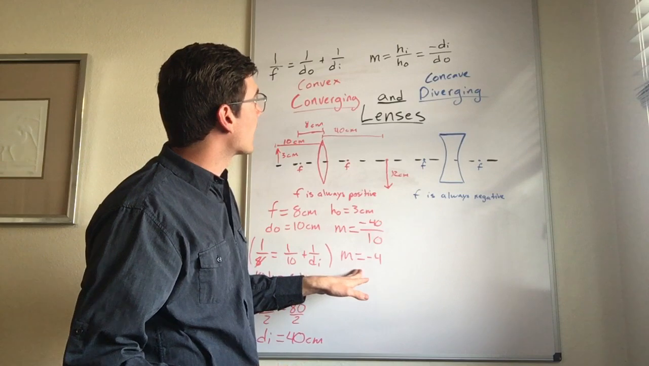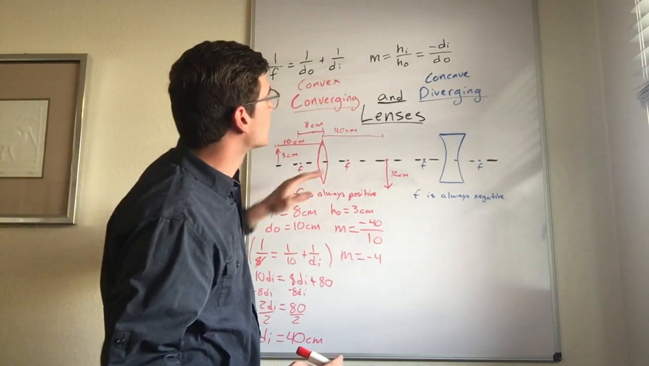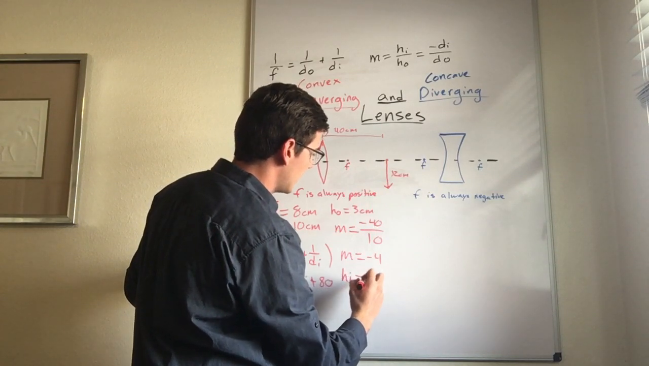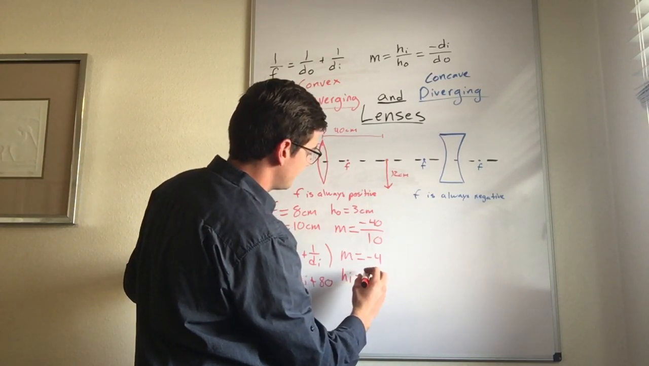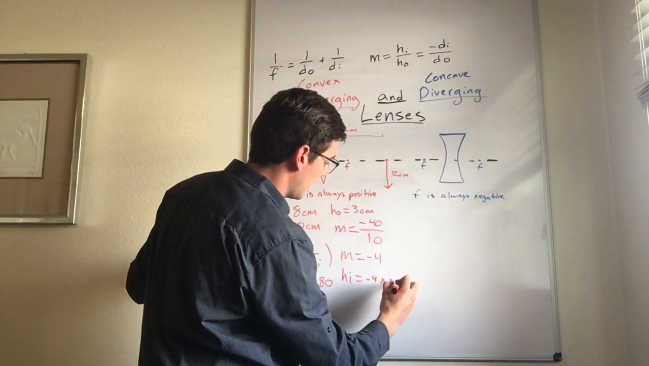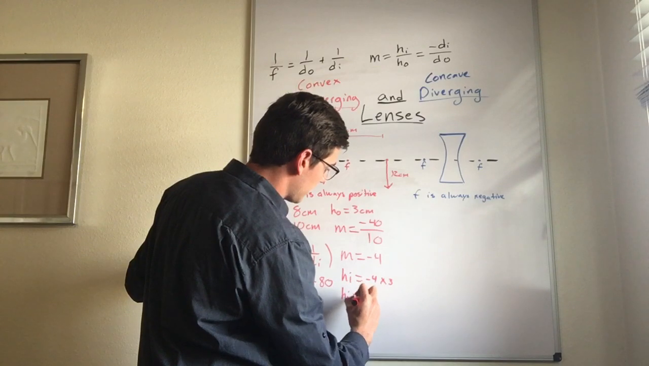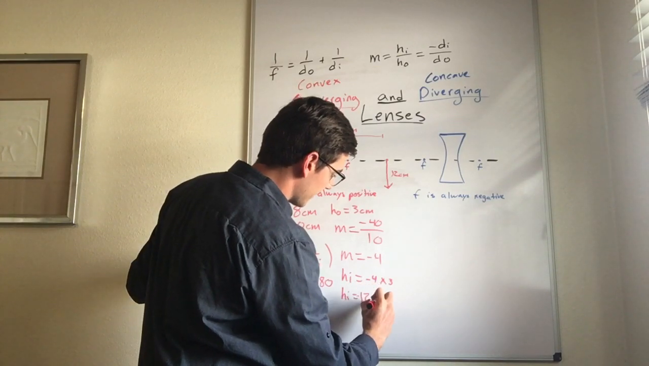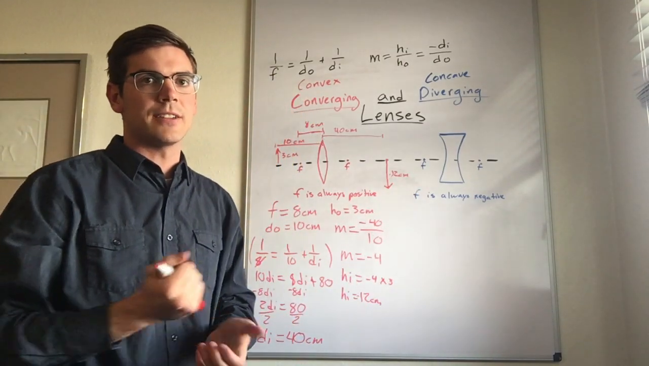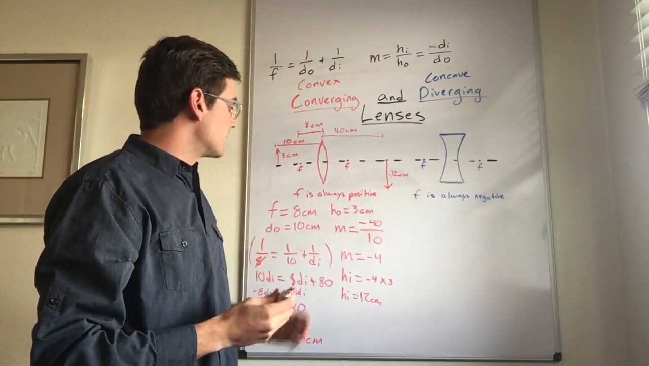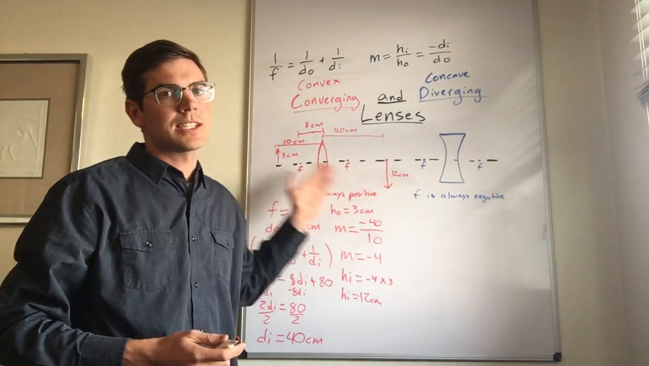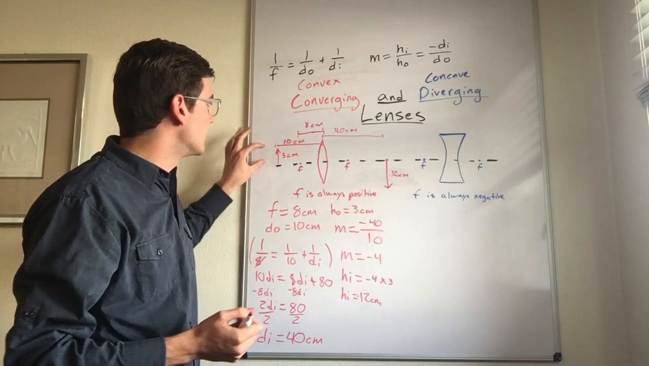And so that's how you can find the magnification, and how you can use this equation to find the height of the image. So the height of the image equals negative 4 times 3, where the height of the image equals negative 12 centimeters. I'll make this negative just to help us remember that it's in the negative direction. So that's a simple way to figure out the image that is being projected by this lens from this object.